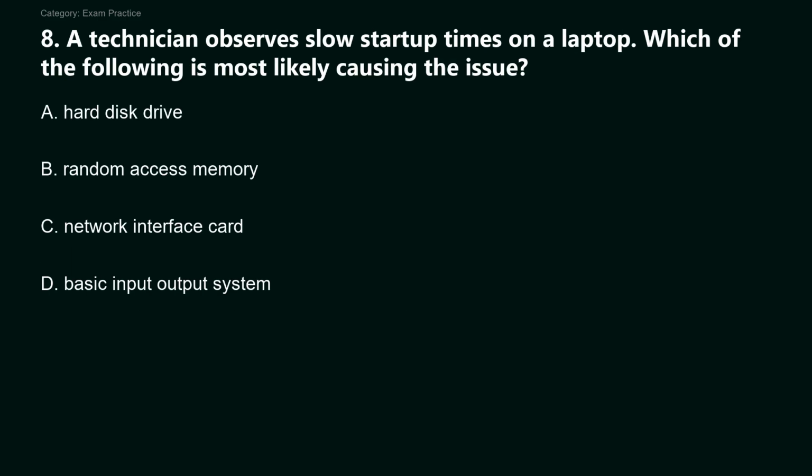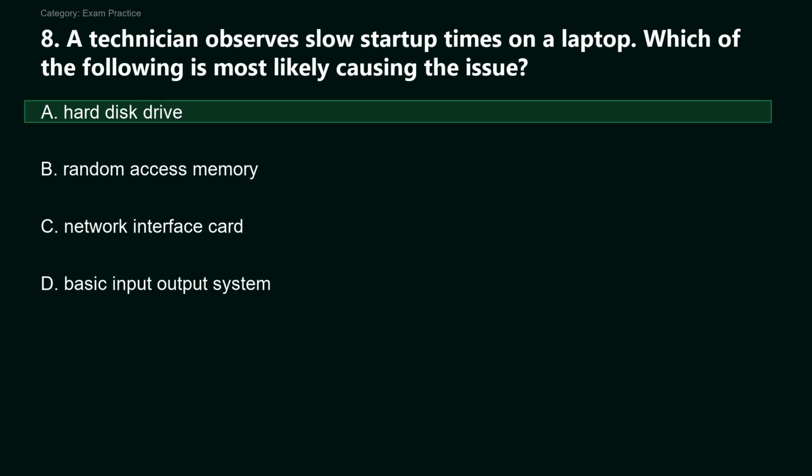Question 8. A technician observes slow startup times on a laptop. Which of the following is most likely causing the issue? Option A, hard disk drive. Option B, random access memory. Option C, network interface card. Option D, basic input-output system. The correct answer is option A, hard disk drive.